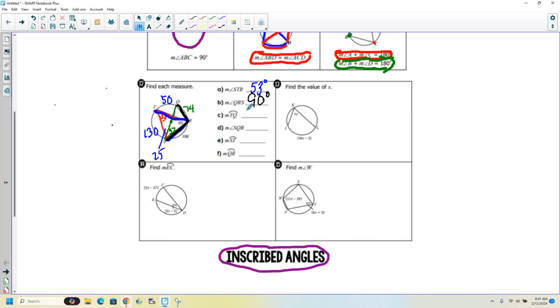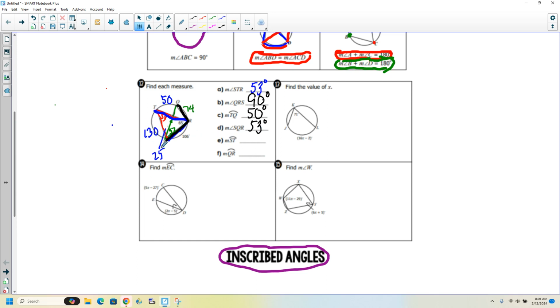TQ, we have that, 50 degrees. SQR, oh, didn't do that one. That one would be half of this arc. So that one's going to be 53 degrees. That's the way I do these. I just kind of work back and forth. I find things over here, and then I see what they're asking about.